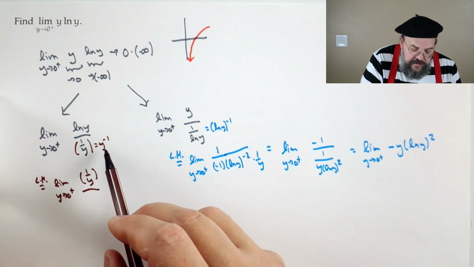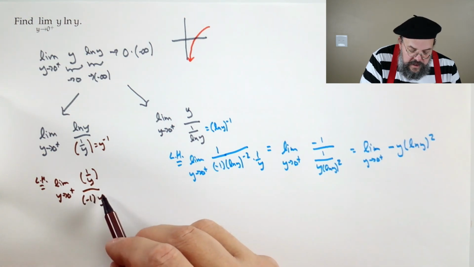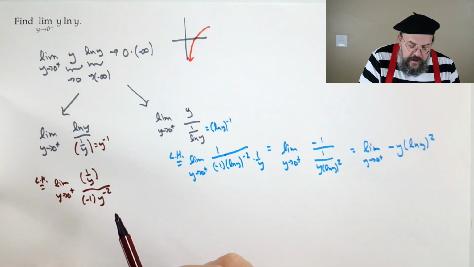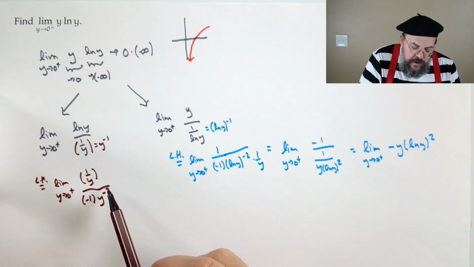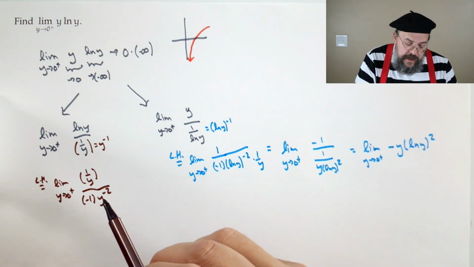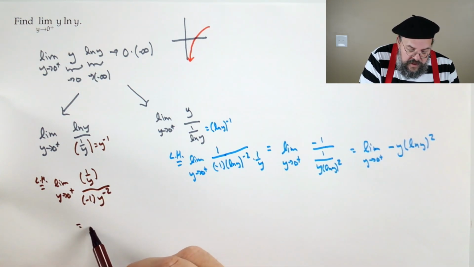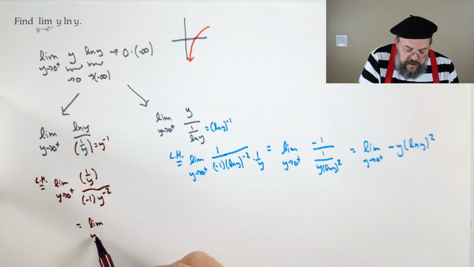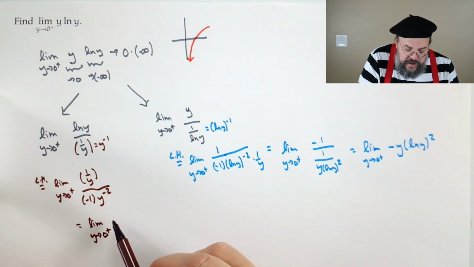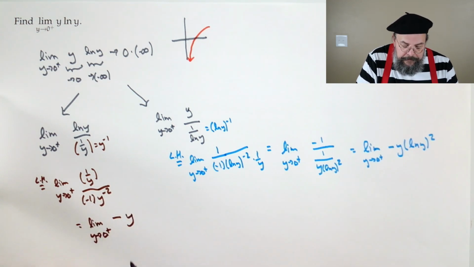Downstairs, derivative of 1 over y, well, the minus 1 comes down, and then it's y to the minus 2. Okay, well, what does that look like? Well, this y to the minus 2, it's really like a 1 over y squared, and then I could flip it upstairs, and what do we have? Well, if you clean it up, this is the limit as y goes to 0 from above of minus, coming from that minus right there, y.